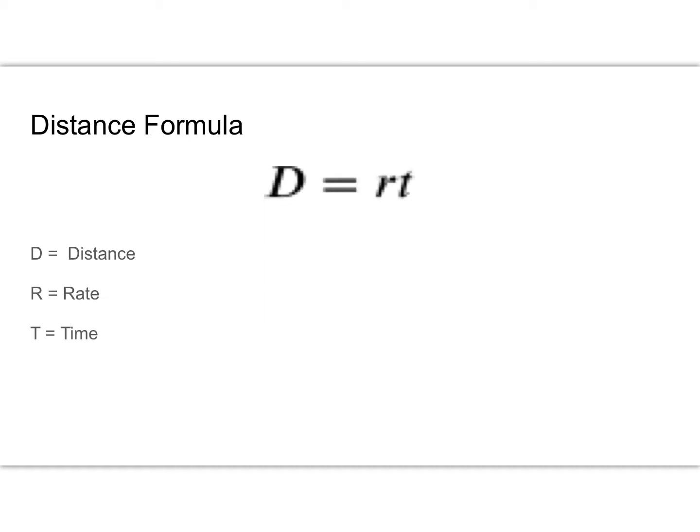Hello everyone, and today we're going to be going over section 1.5, which is the use of the distance formula. So let's get started and take a look at what we're dealing with. So the distance formula, your classic D equals RT, where D stands for distance, R stands for the rate, and T stands for the time.